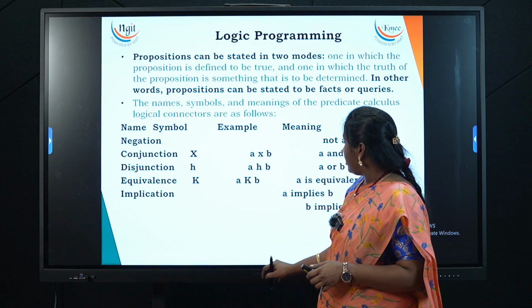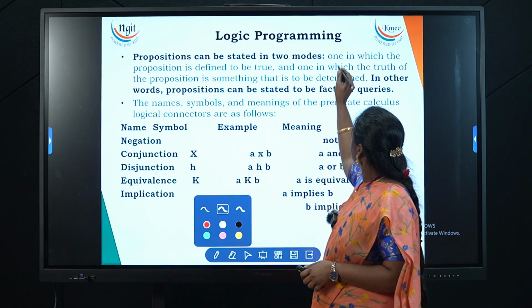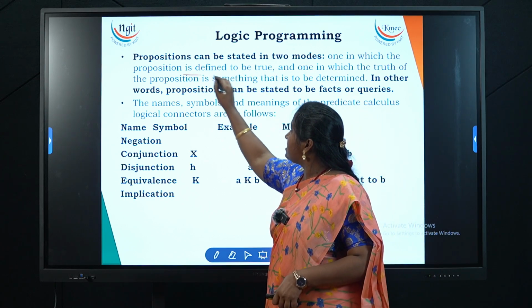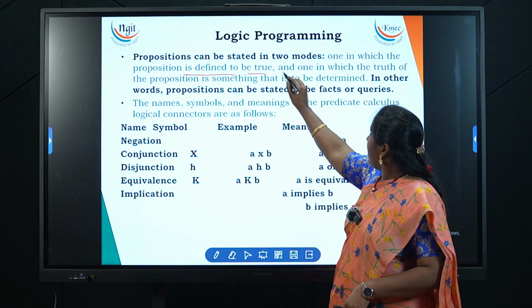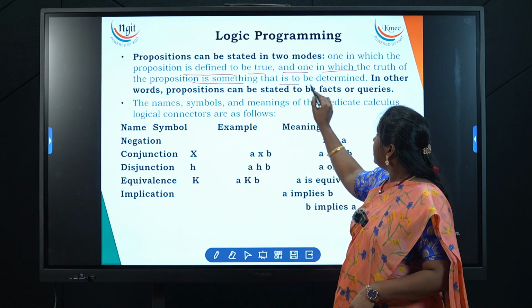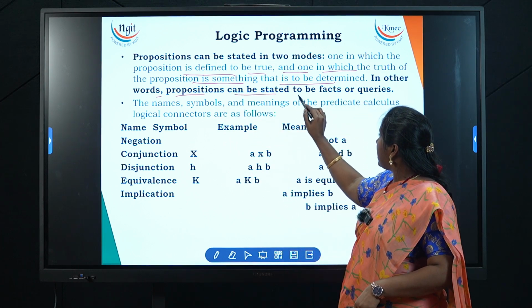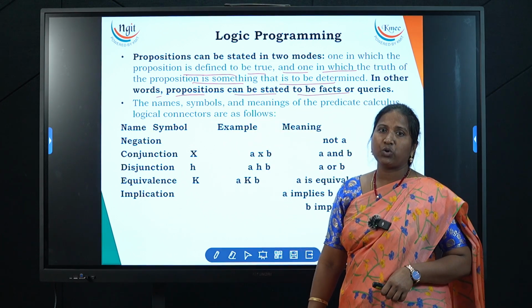Propositions can be stated in two modes. One is in which the proposition is defined to be true, and one in which the truth of the proposition is something that is to be determined. In other words, propositions can be stated to be facts or queries.